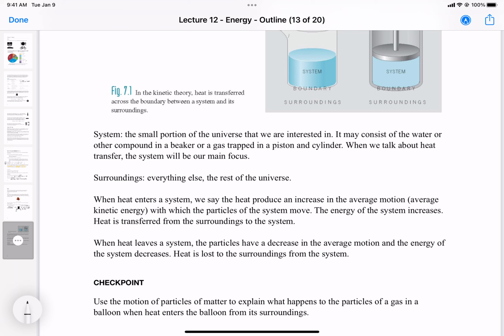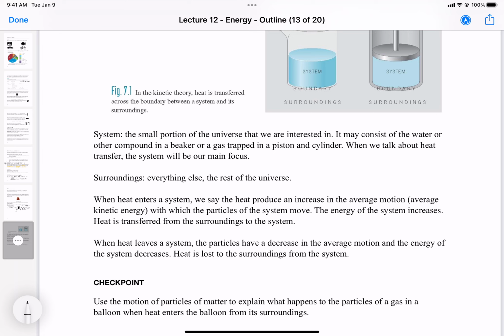The average motion of the particles is increasing in our system. So overall, the energy of the system increases, and then we say heat is transferred from the surroundings to the system. Okay? So when heat leaves the system, the particles get cooler, have a decrease in the average kinetic energy, so the energy decreases. So we say heat is lost to the surroundings from the system.